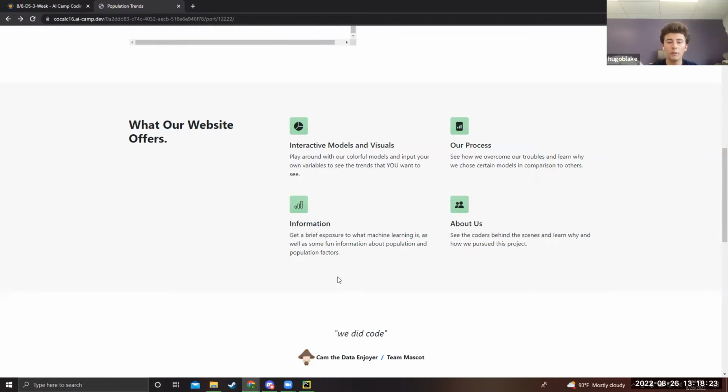In our website, we present different interactive visuals and models that you can input your own variables to see the trends that you are interested in, or just general information about these different factors like the history of fertility rates and stuff, as well as a bit of exposure for what machine learning is. We included our process, which models we chose and which ones we didn't, and why they weren't good for certain factors. And an about us page just showing the coders behind the scenes and the people who made this project.